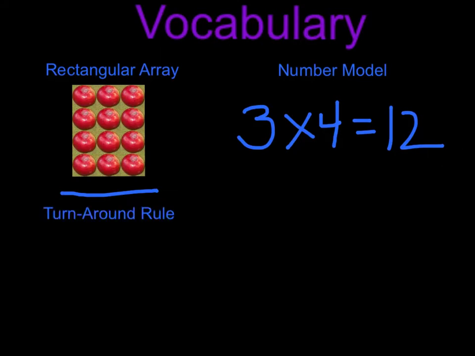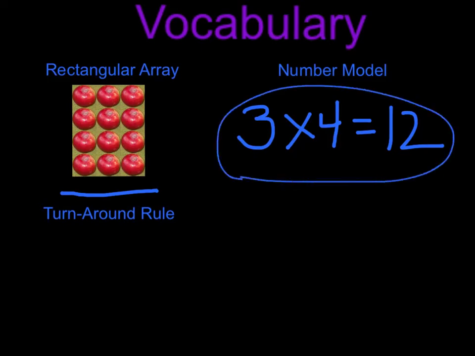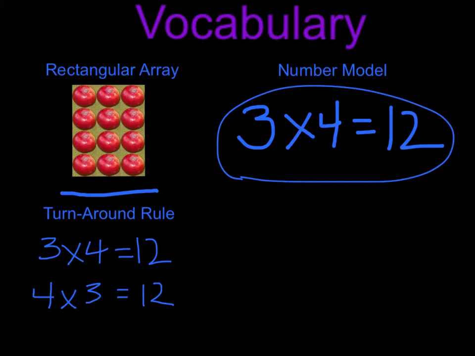The turnaround rule: this is a property of multiplication where two numbers can be multiplied in either order without changing the product. Remember, the product is the answer to a multiplication problem. For example, using our problem from above, 3 times 4 equals 12, and using the turnaround rule, 4 times 3 also equals 12.